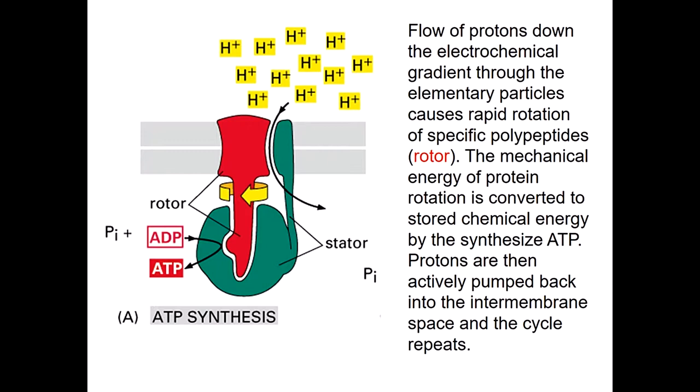That mechanical energy is converted into chemical energy through the synthesis of ADP plus inorganic phosphate to ATP. So by spinning this rotor protein, mechanical energy of rotation is converted into chemical energy in the form of synthesis of ATP. That is what mitochondria do, in large part, make ATP. Then these hydrogen ions that have been flowing through are actively pumped back into the intermembrane space so that this whole cycle can continuously occur.